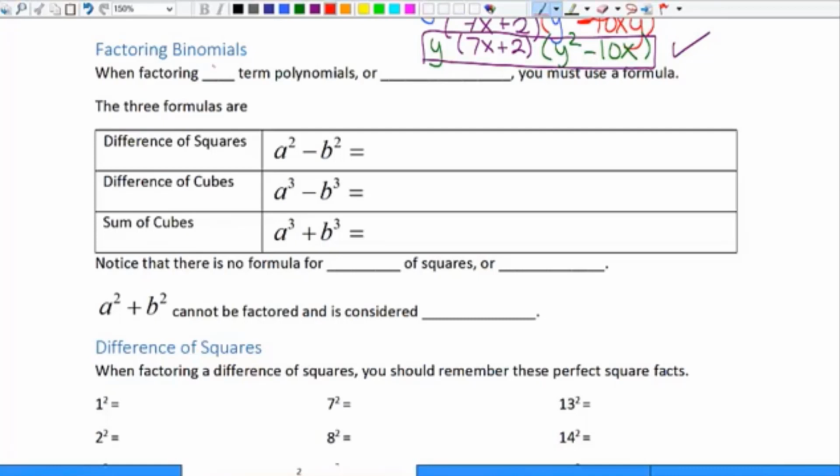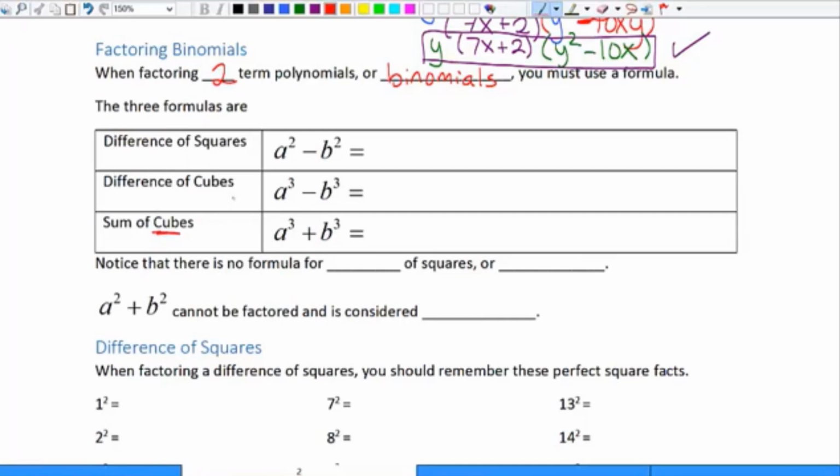Our next type of polynomial we'll be factoring is called binomials. When factoring two-term polynomials, which we call binomials, you must use a formula. There are three formulas that we're going to be covering today. The difference of squares, which is a squared minus b squared, the difference of cubes, which is a cubed minus b cubed, and the sum of cubes, which is a cubed plus b cubed.